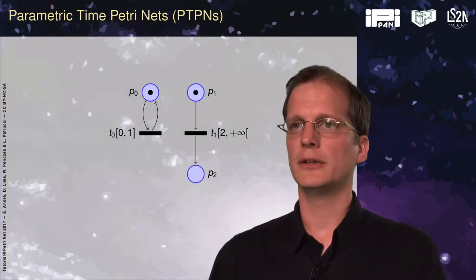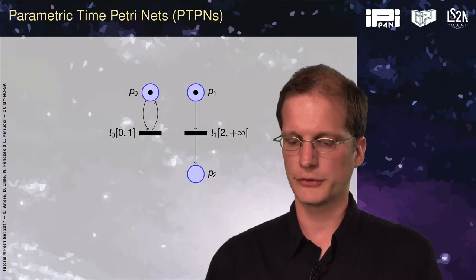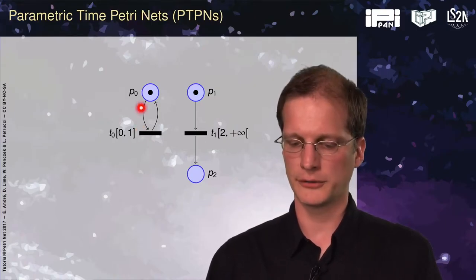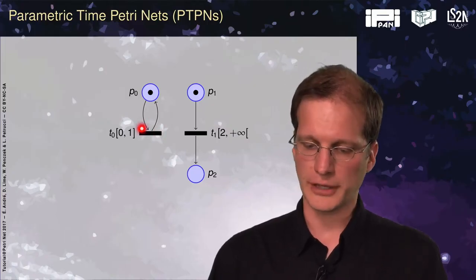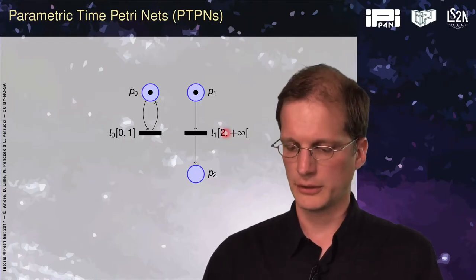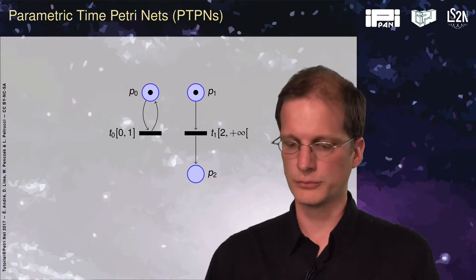So this here would mean that we have a sequence which is forced for the first two firings of transitions. First, we will have to fire T0 at most at date one, and then we could fire T1 at the earliest at date 2.